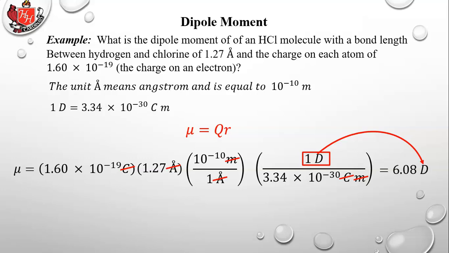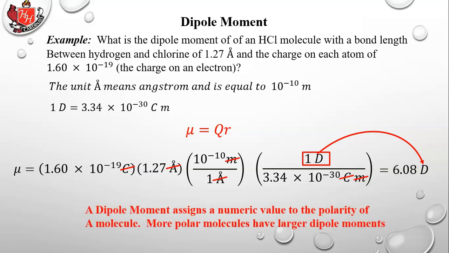Again, there's no way they would ask you to do a calculation like this on the AP, but they would expect you maybe to know what a dipole moment is and what the number means. So what does it mean? A dipole moment assigns a numeric value to the polarity of a molecule. More polar molecules have larger dipole moments. That's what you really need to understand about the dipole moment.